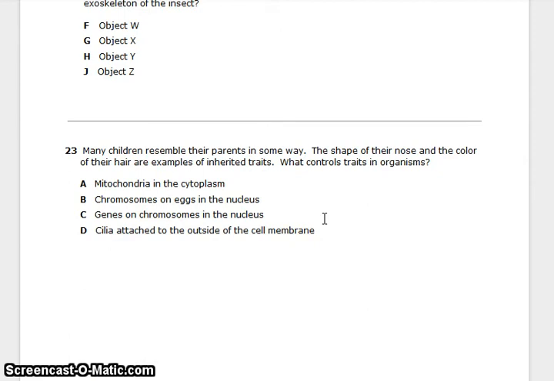23. Many children resemble their parents in some way. The shape of their noses and the color of their hair are examples of inherited traits. What controls traits in organisms? A. Mitochondria in the cytoplasm. B. Chromosomes on eggs in the nucleus. C. Genes on chromosomes in the nucleus. D. Cilia attached to the outside of the cell membrane.